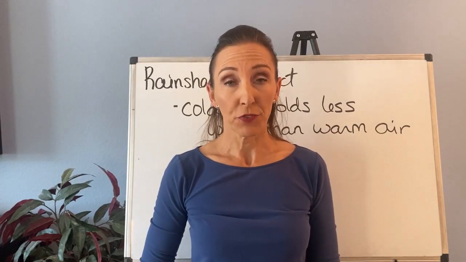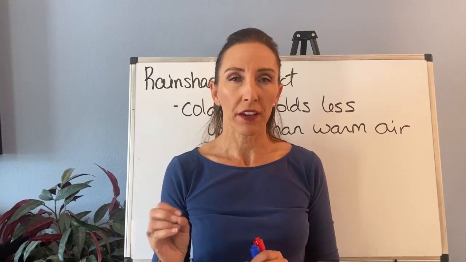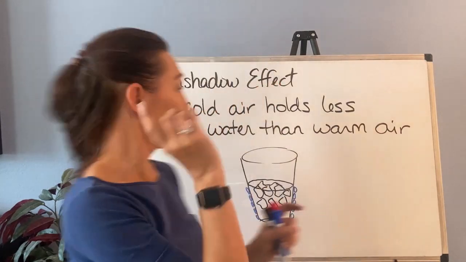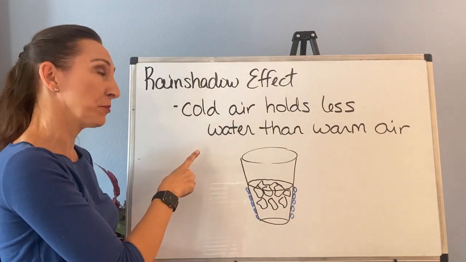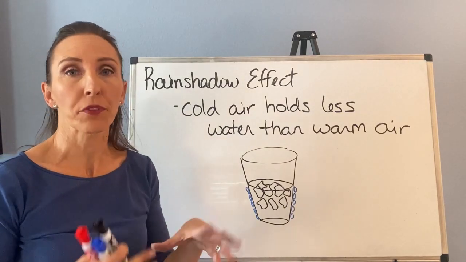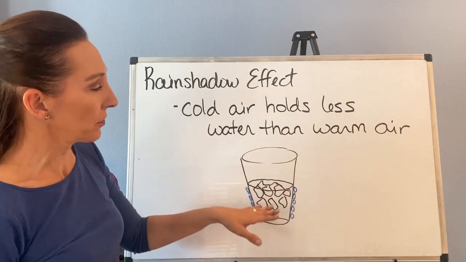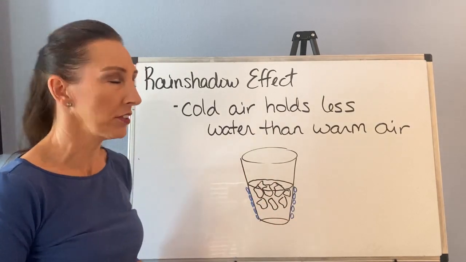One way that deserts form is through something called a rain shadow effect. Before we really talk about that, we have to establish that cold air holds less water than warm air. And the easiest way to think about this is to think about what happens with an icy beverage on a hot summer day. And so this is my icy beverage, not very well drawn, but good enough for now.